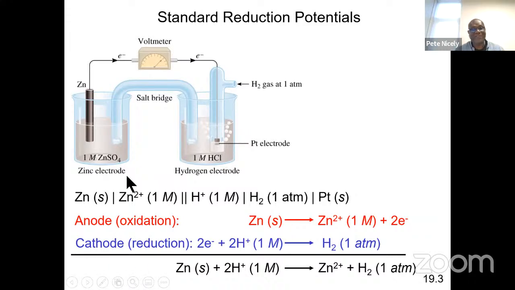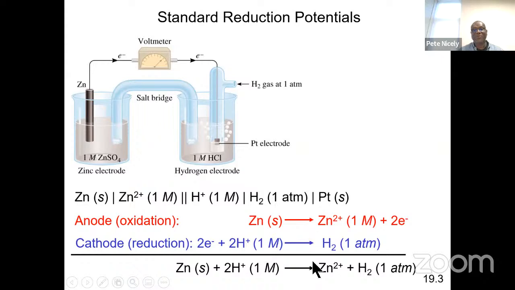So basically in this particular case, what was found was that the zinc electrode is where oxidation will take place. So this is the oxidation half equation for the zinc electrode. And then for the hydrogen electrode, this would be the reduction half equation.